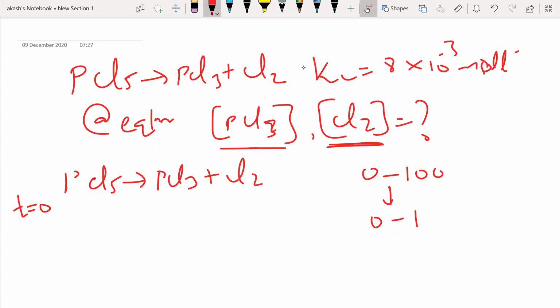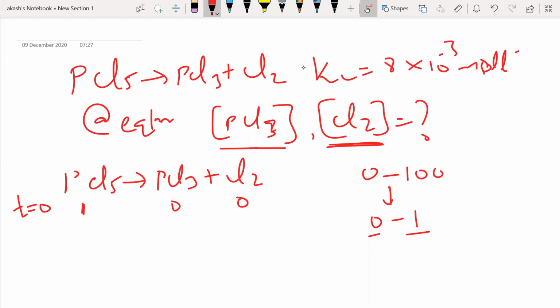So when I say 1, that means 100%, and when I say 0, 0%. When I say 0.5, that means 50%, something like that. It's a fraction. Okay, so what I'm doing is, assume that obviously they have given that pure PCl5 is introduced at time t is equal to 0. So I assume that I had 100% of PCl5 and obviously nothing for Cl2.